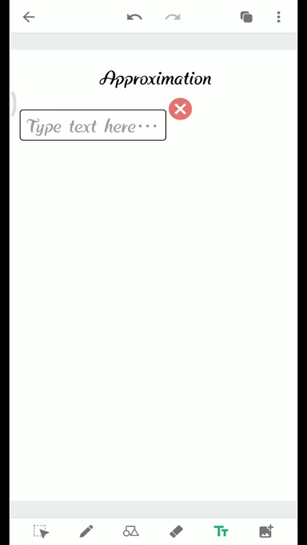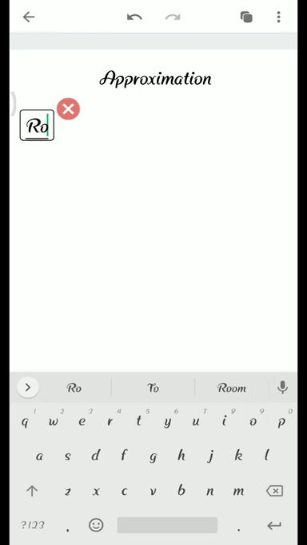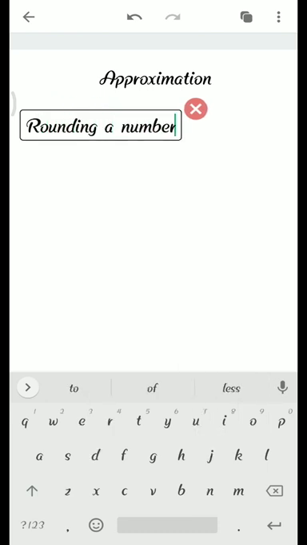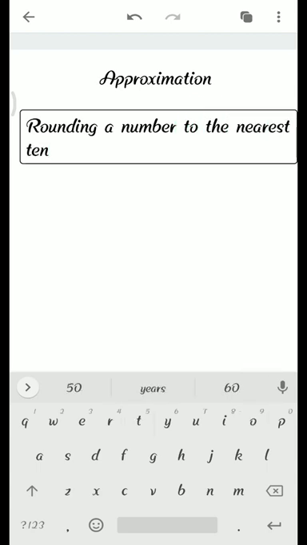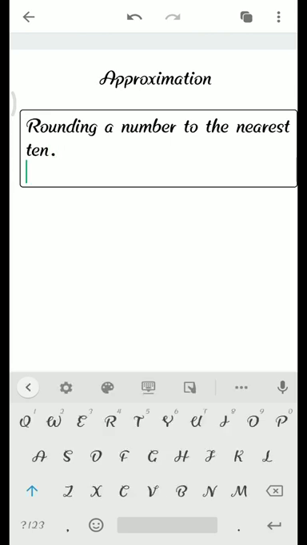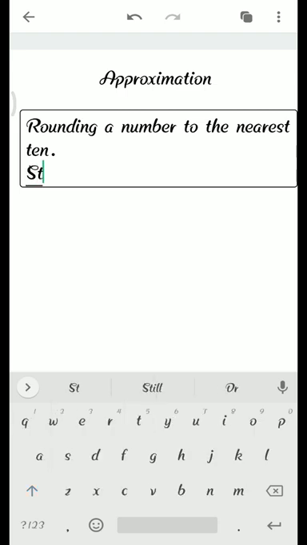Today, first we start with rounding a number to the nearest 10. For that we have 3 steps. Let's discuss the 3 steps. Step 1.